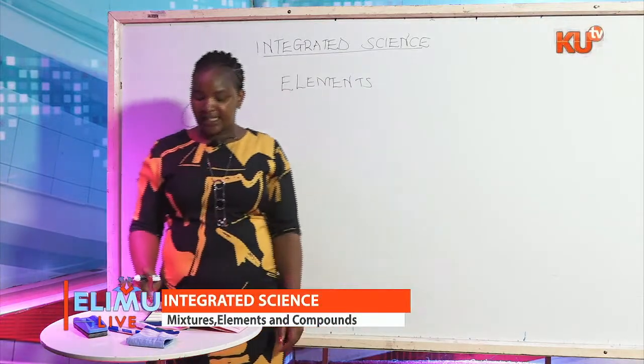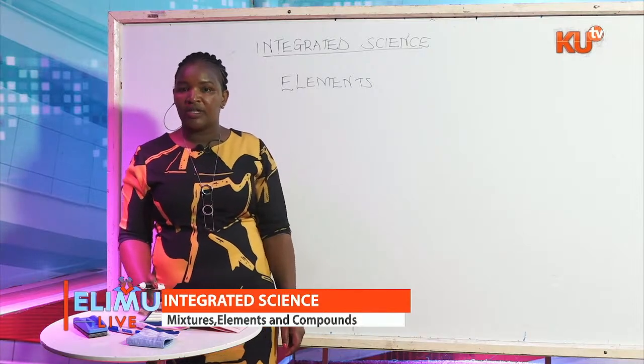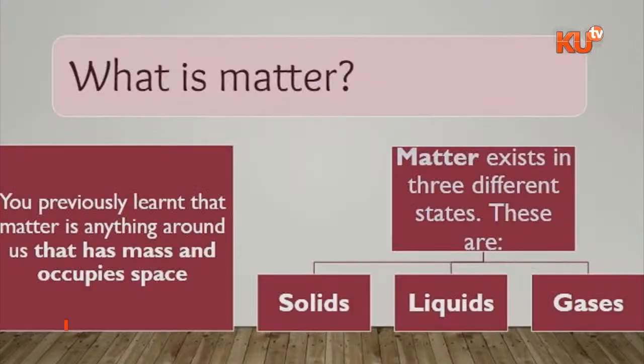In our previous classes, we were told that matter exists in 3 states. That one we learned in grade 7, grade 6 and 5. The 3 states of matter are solids, liquids, and gases.